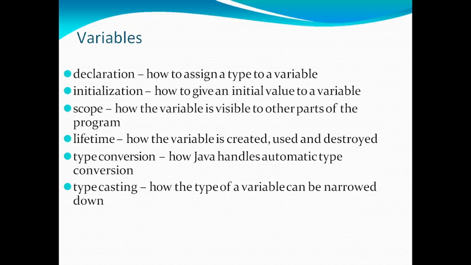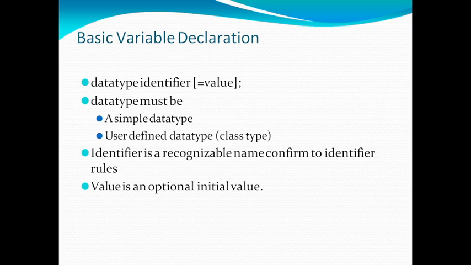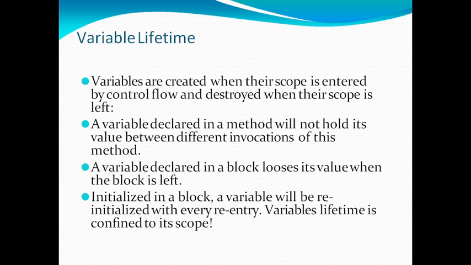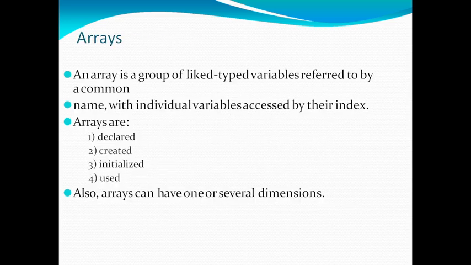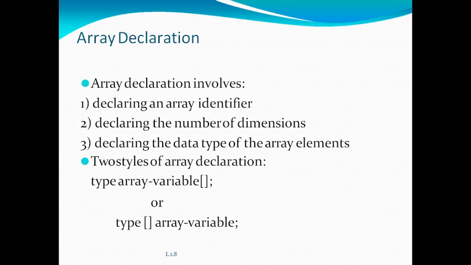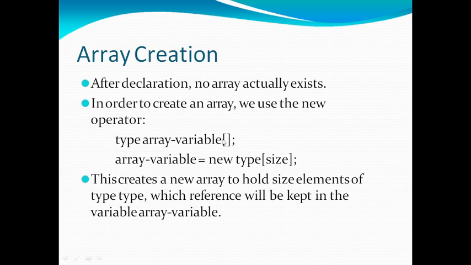Then variables: how to declare variables in Java, and what is a variable. Then arrays: normal variable and array variable. An array is a group of values of the same data type stored in a single variable; that is called an array. How we can declare, create, initialize and use it. Then this is the way we have to represent it in the array.